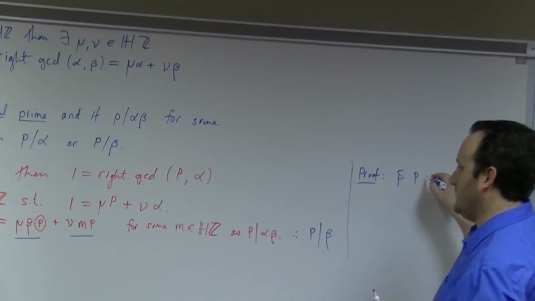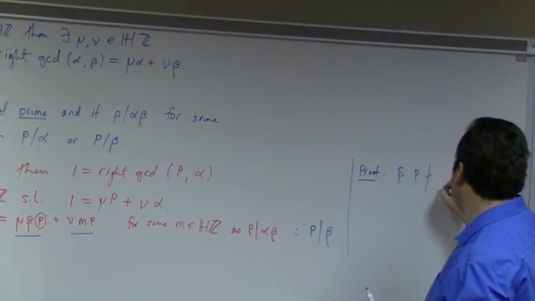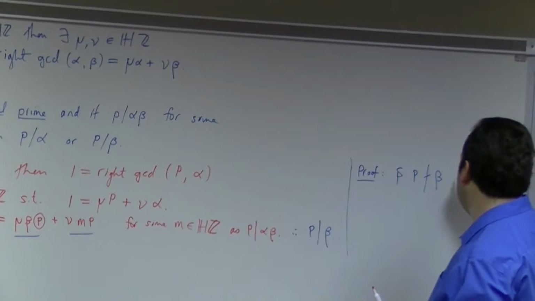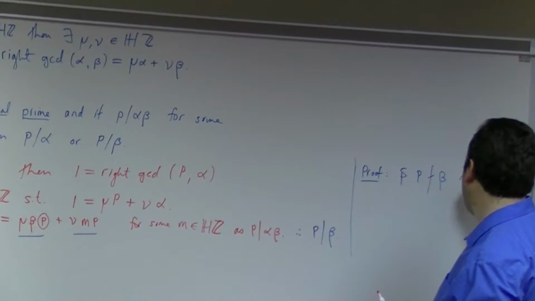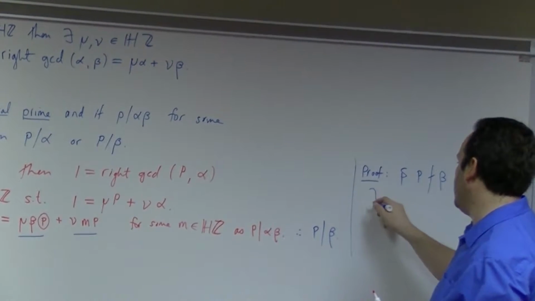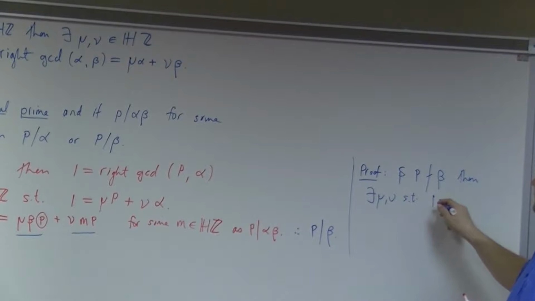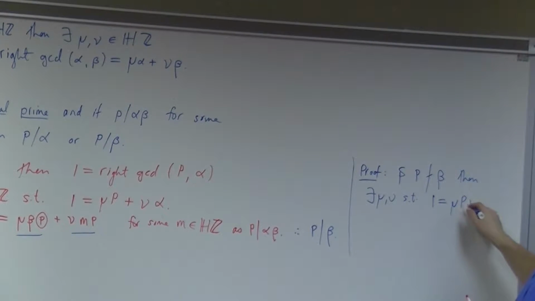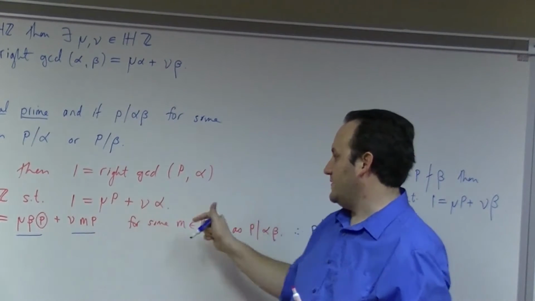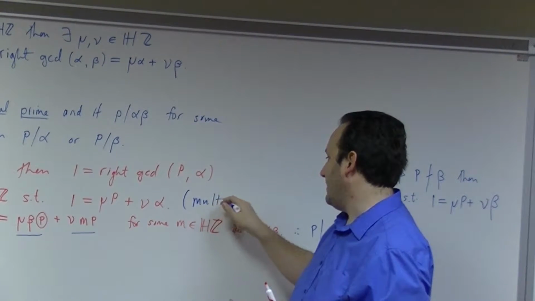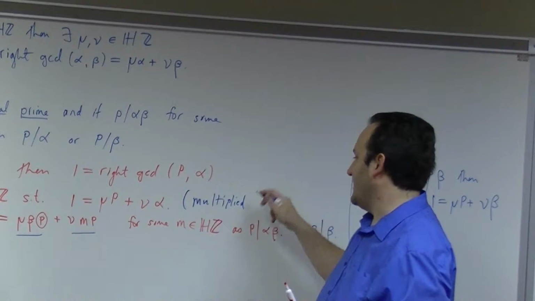Let's say P is prime. You can talk me out of it with logic if you want. If P does not divide beta, then what? Then there exist mu and nu such that 1 is equal to mu P plus nu beta, right? Oh, so the thing is, we have control over which side we multiply the argument by here, right? So this is where we multiply it by beta on the right, I'm sorry, on the left by beta, right?